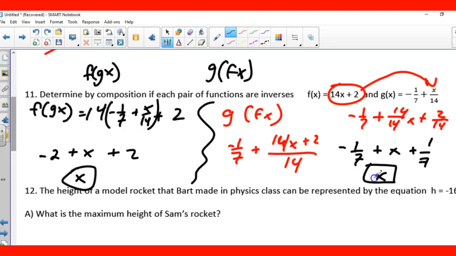Just x. So I have x for both of these, which means they are inverses of each other because I have just x. Remember, if you do not get just x, they are not inverses.